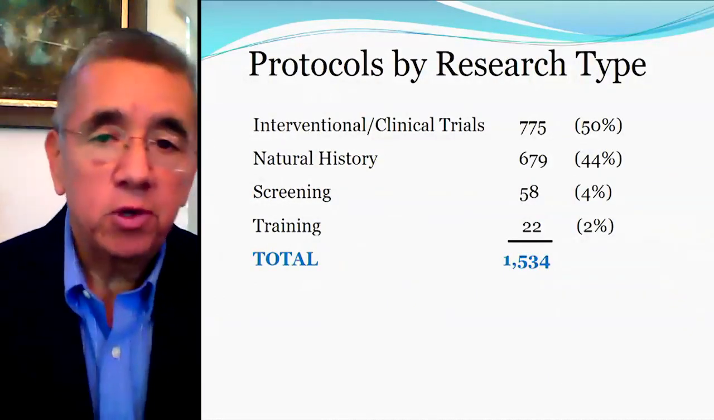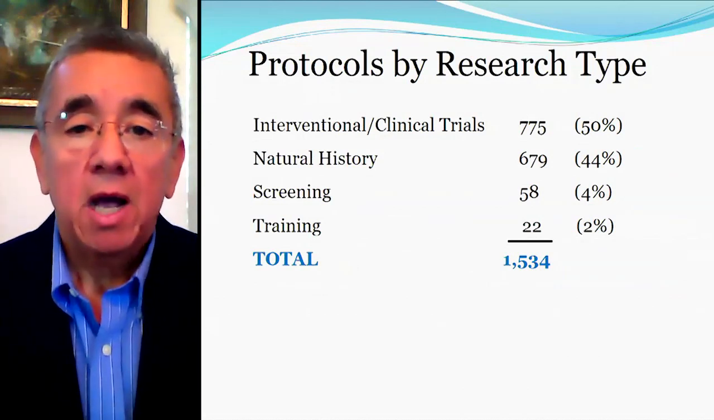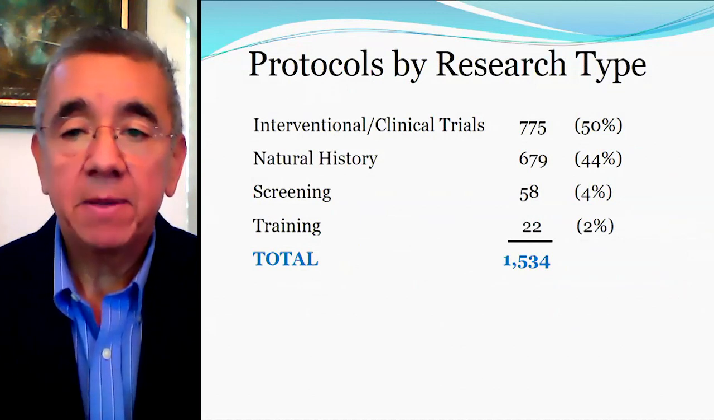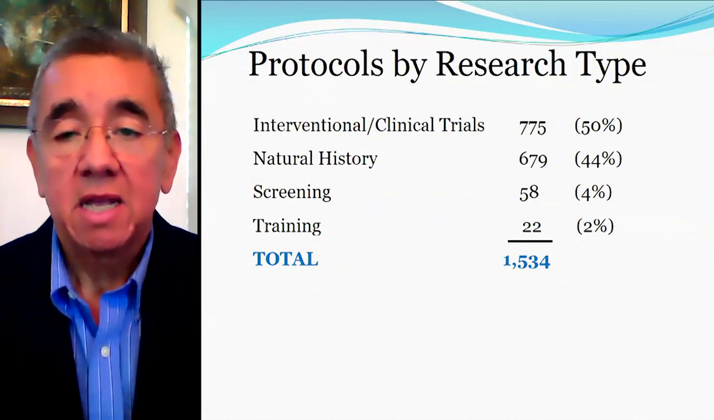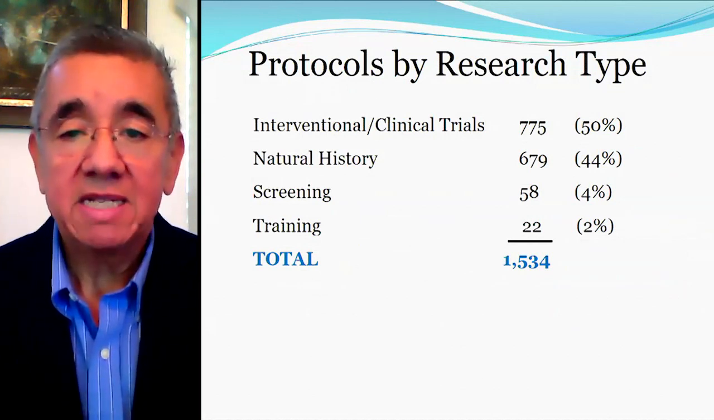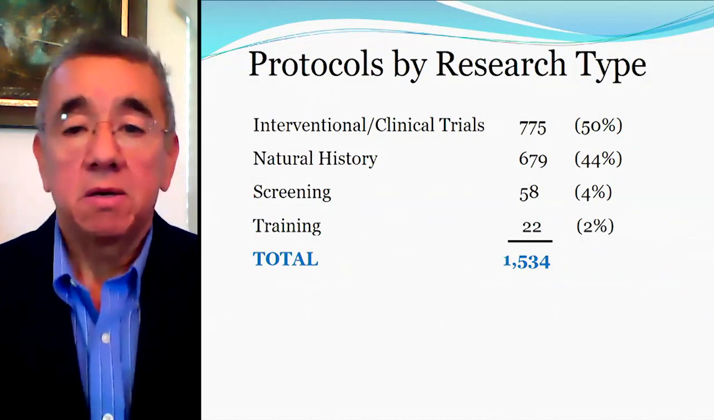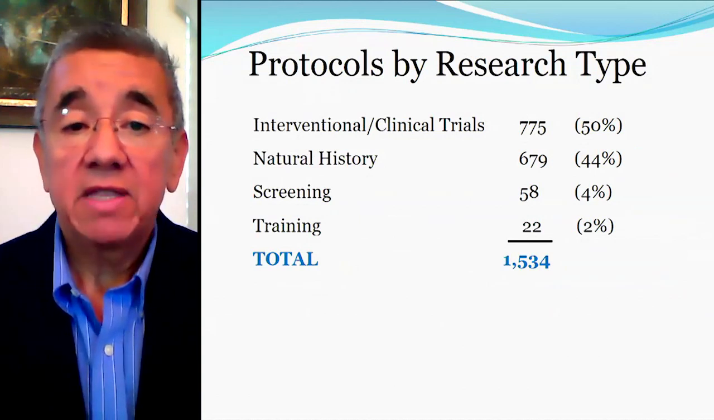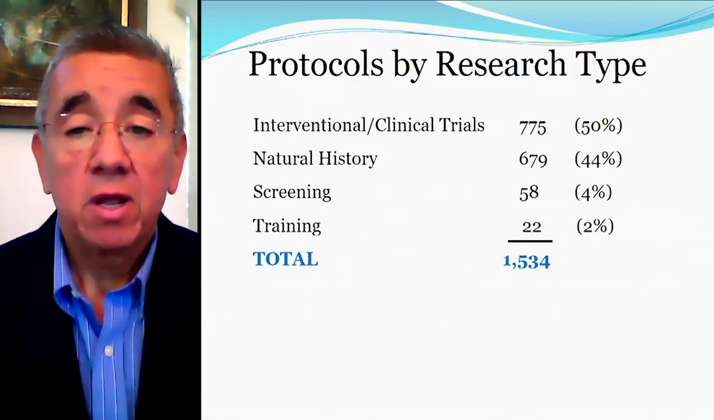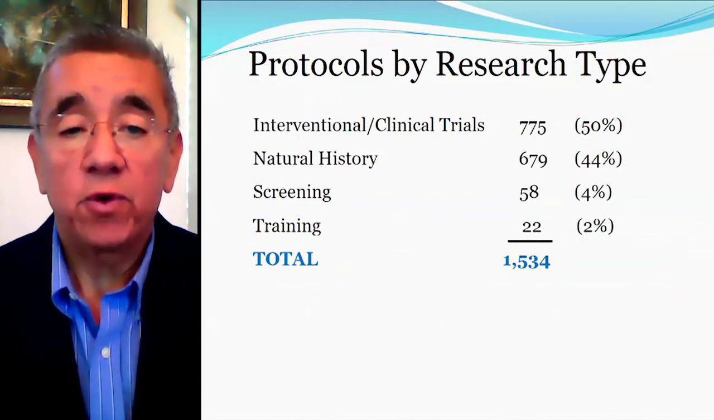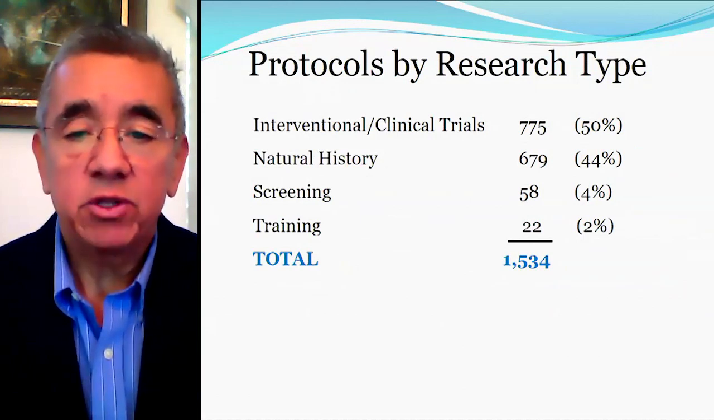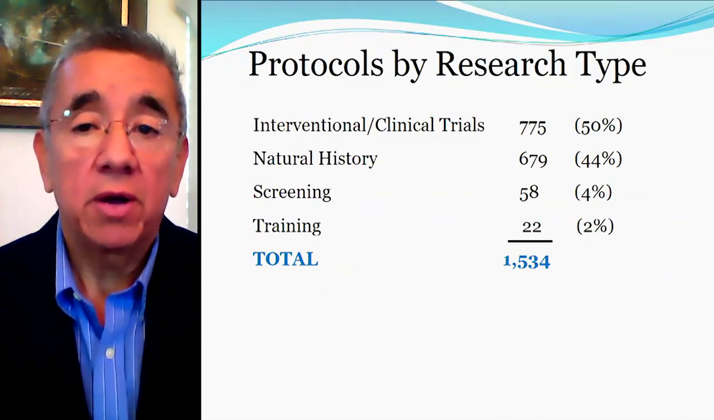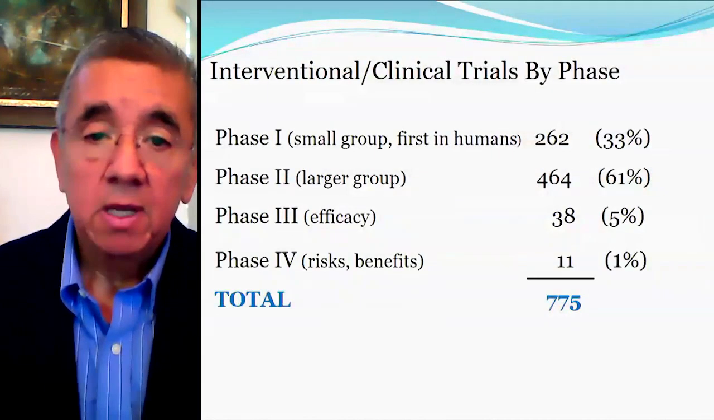We have the protocols by research and type. We have the interventional clinical trials, which are like 50% of these studies. That includes 75 in the number that we have. The natural history, we have 44%. The screening, we have 4%. And training, we have 2%. That constitutes like 1,534 research protocols by type.